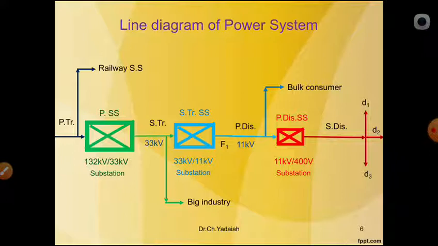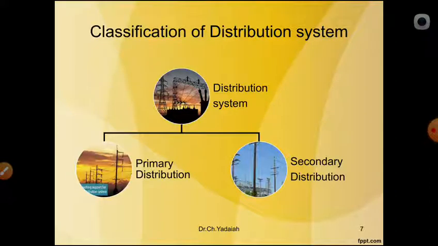Now we are going to look at the classification of distribution systems. How many types of distribution system are there? Mainly the distribution system is classified into two types: one is the primary distribution system, and the other is the secondary distribution system. The primary distribution system is the one with 11 kV supply to the consumers, whereas the secondary distribution gives 400 volts 3-phase and 230 volts single phase to the consumers. These are the main things you should know.